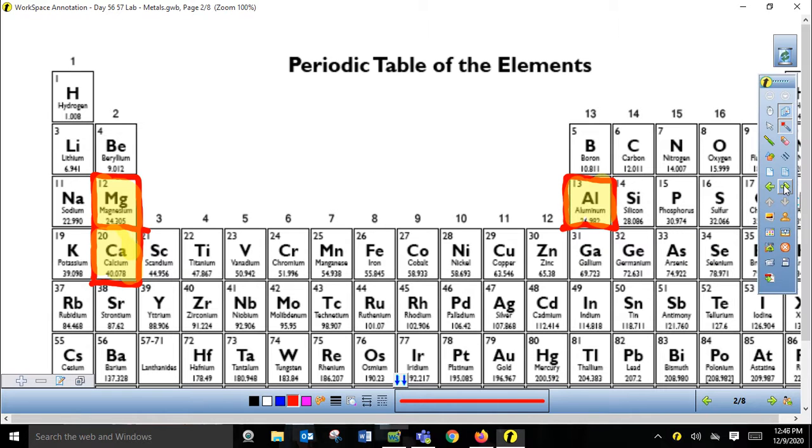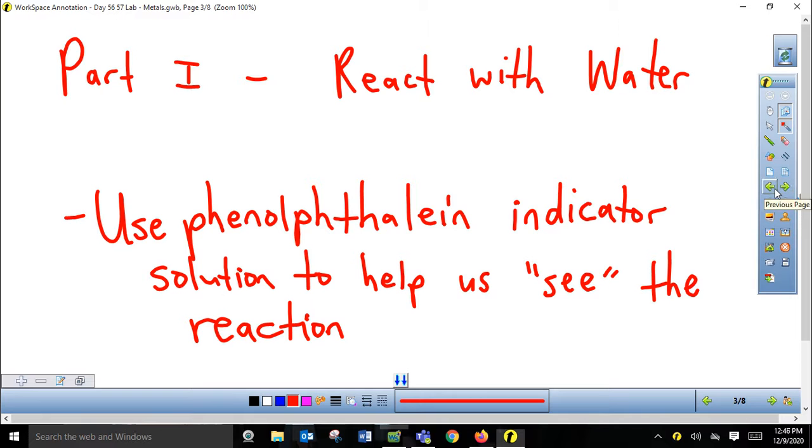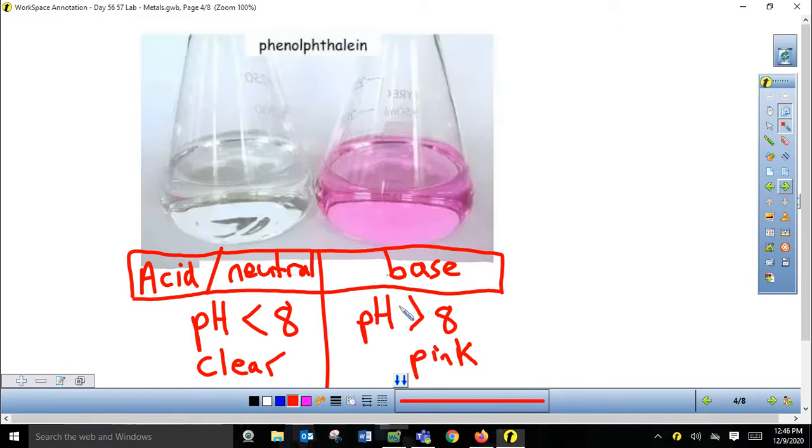And so in part 1 of the lab, we're going to try to react these 3 metals with water. Sometimes it's hard to see what's going on here. It just so happens when a lot of metals react with water, they will turn the water basic. So we're going to use a chemical indicator, a molecule called phenolphthalein. When it's in an acid environment, or a neutral environment, even a slightly basic environment, whenever the pH is about 8 or less, it's going to be clear. You won't be able to see it.